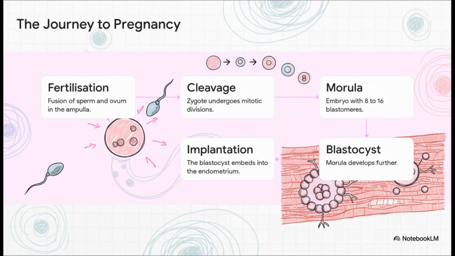As this brand new zygote starts its trip toward the uterus, it begins dividing like crazy in a process called cleavage. The new cells are called blastomeres. Soon, it becomes a solid little ball of 8 to 16 cells called a morula.